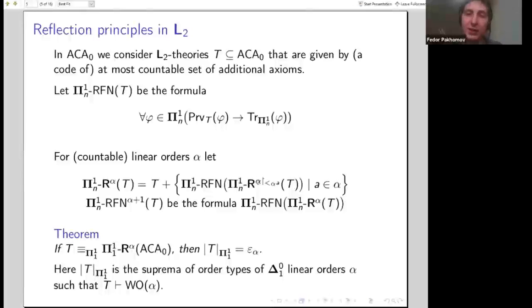More precisely, what this means is that given a linear order alpha, we could arithmetically define, relative to alpha, this linear order alpha restricted to all elements less than a. And this is what we are doing here. Okay.